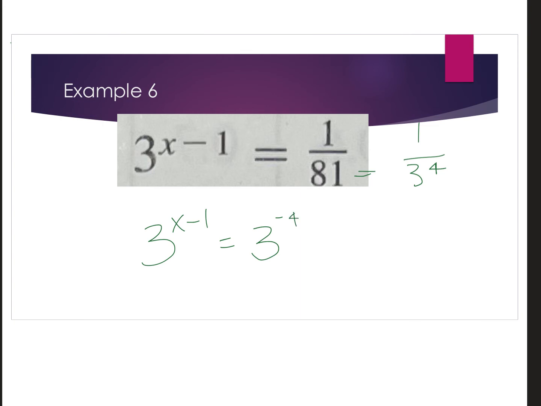All right, again, if you can get the bases to be equal, that's amazing. And if you do so, then the exponents have to be equal. And adding 1 to both sides gives me negative 3.